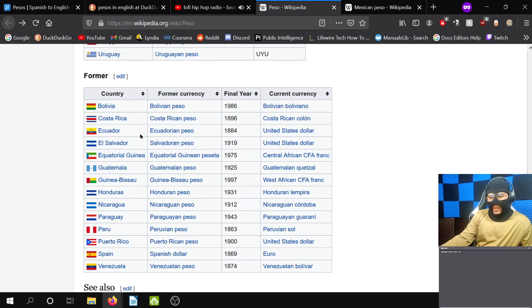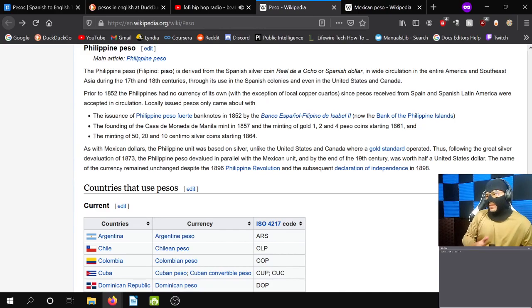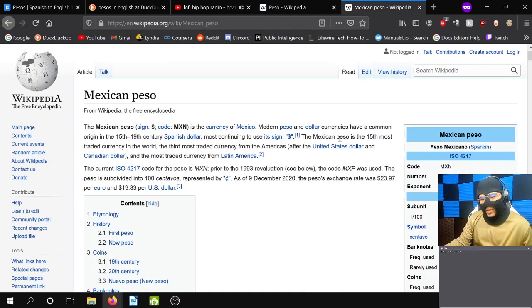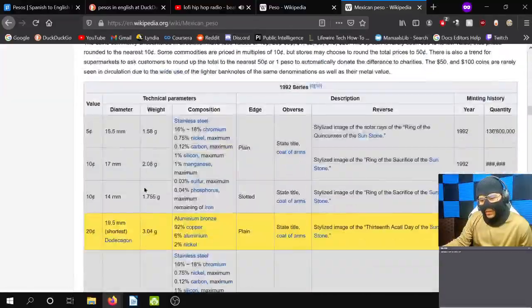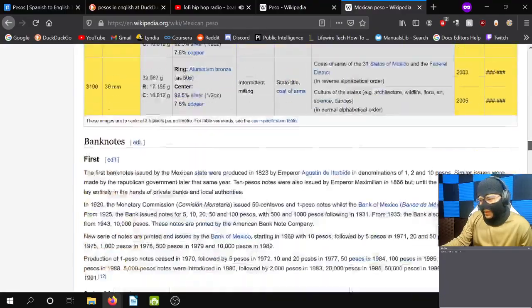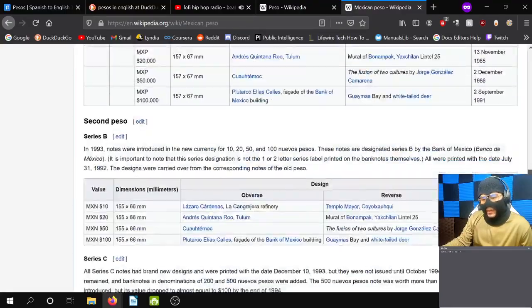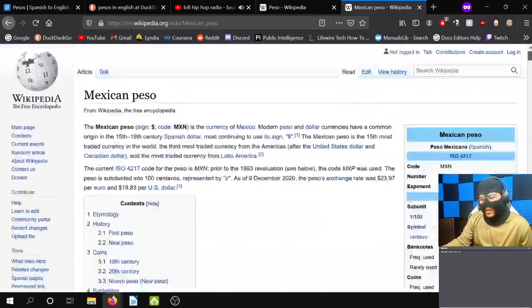Bolivian peso, Costa Rican peso, Ecuadorian peso, Equatorial Guinea peseta, which I want to guess at, but it's under here. Yeah, so that is the importance of this. Now let me go on to the Mexican peso and just read forth about that. We look at pictures and so forth. This document just shows the differences, the technical aspects of it, the value and such. We're not going to study currency because it's going to take up time.